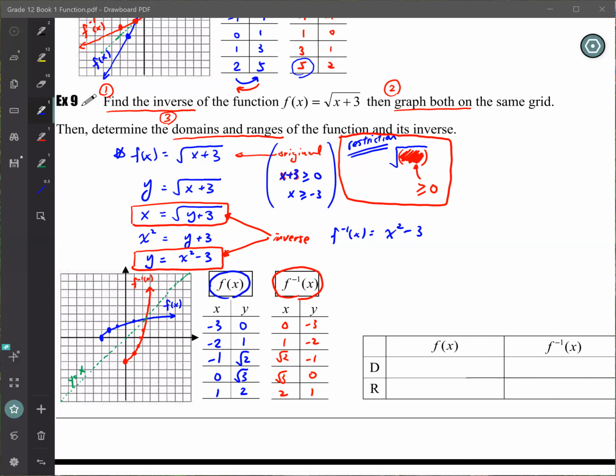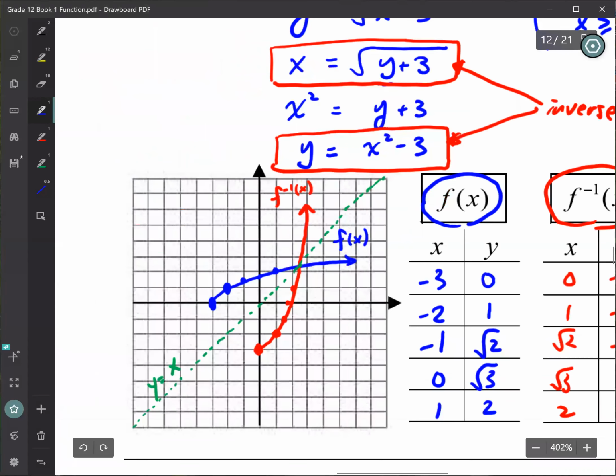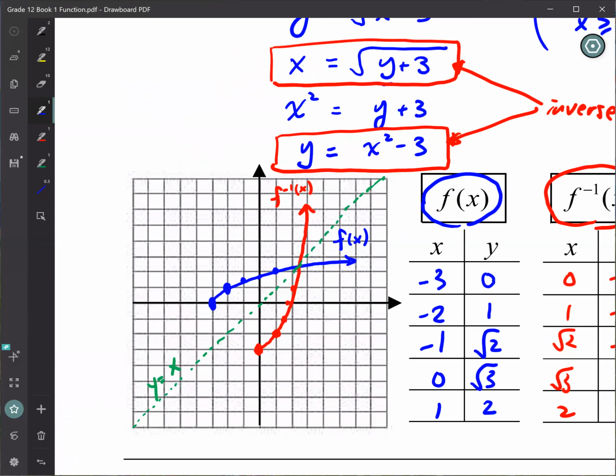Do you know, Cindy? Domain? No. You have the graph here, right? Can you tell me the blue one, right? We're talking about the original, the blue one. What's the domain of the f of x?